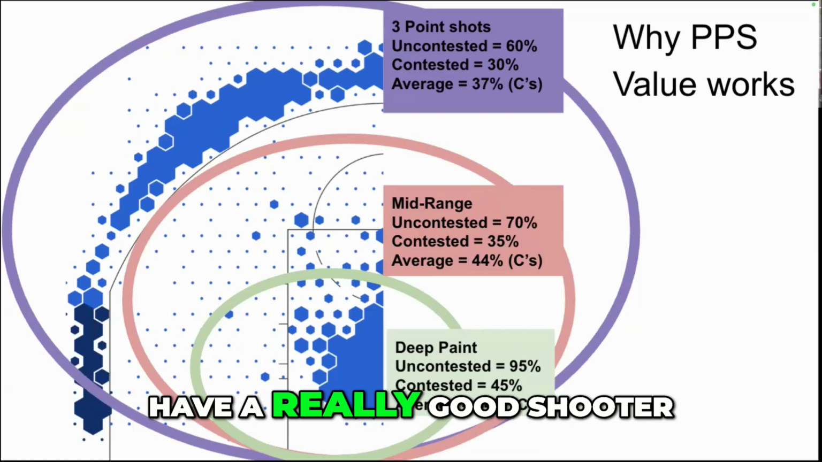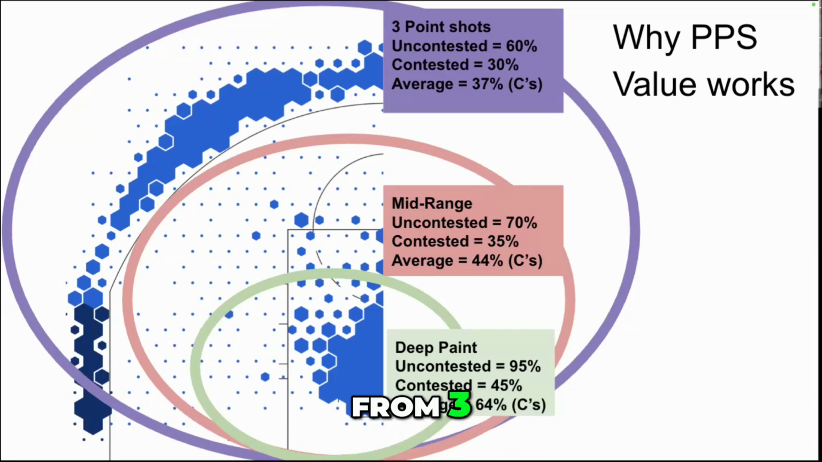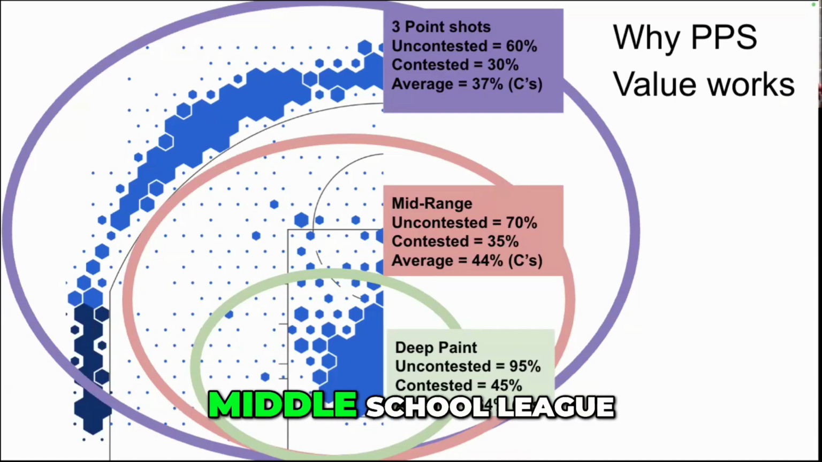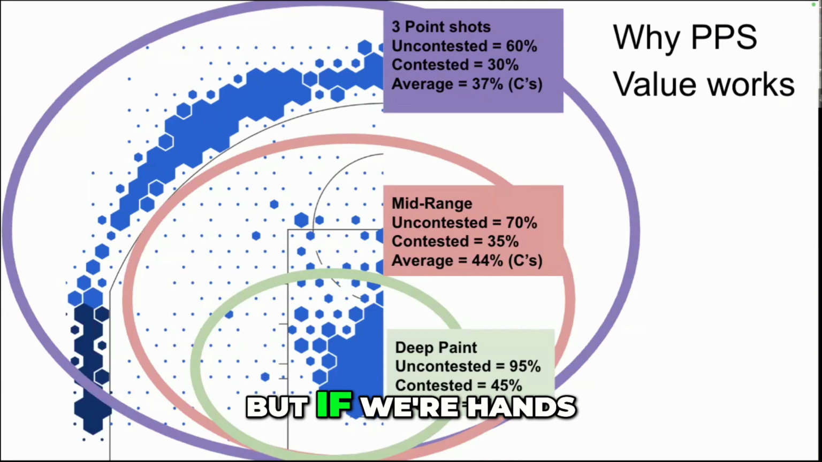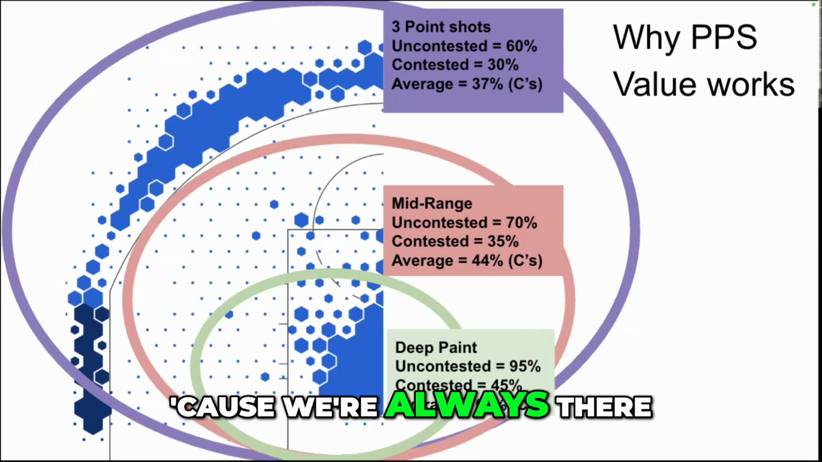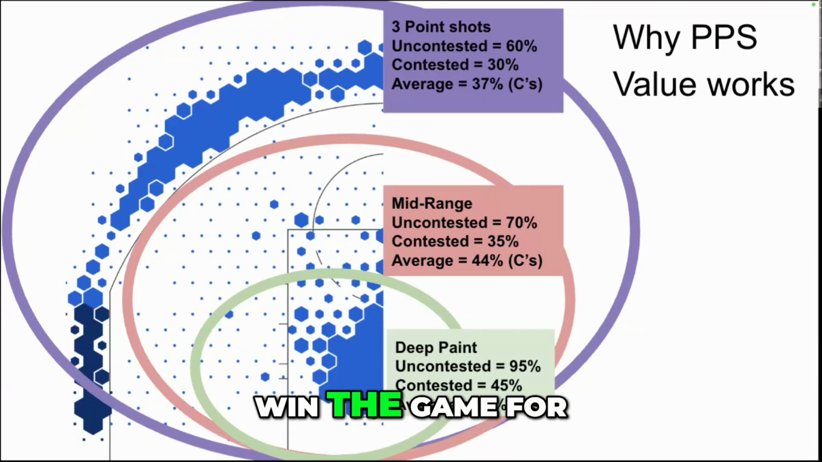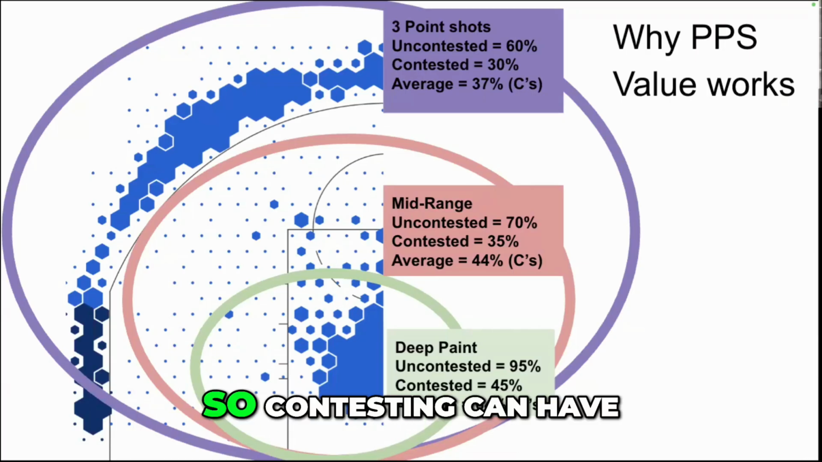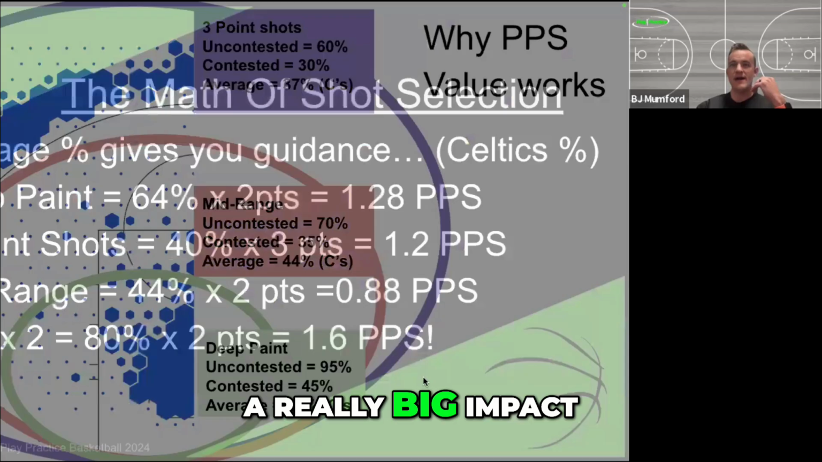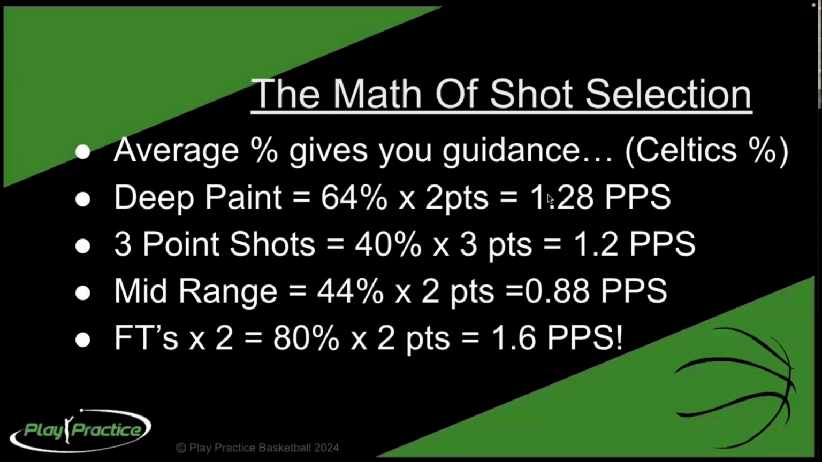And sometimes you'll have a really good shooter, like he's hitting 40% from three. He's dominating the middle school league, right? But if we're hands in his face and he only hits 20% in this game because we're always there, then we might just win the game for that factor, right? So contesting can have a really big impact on defense.